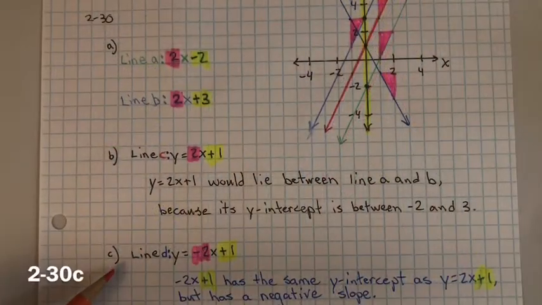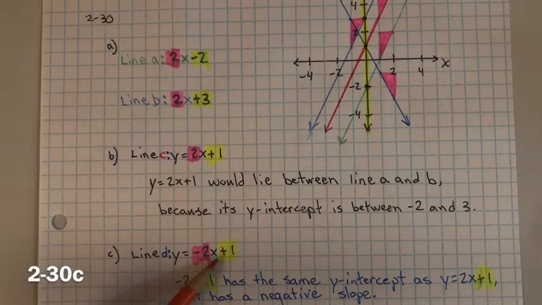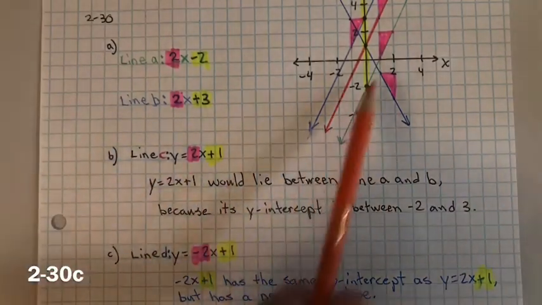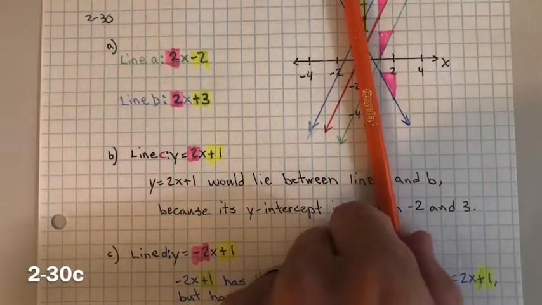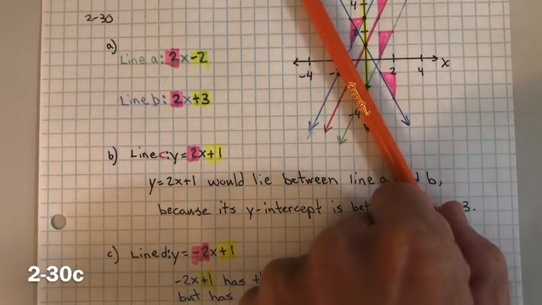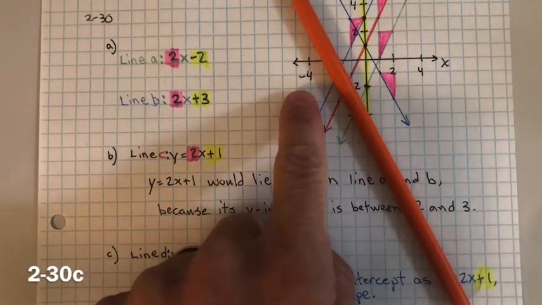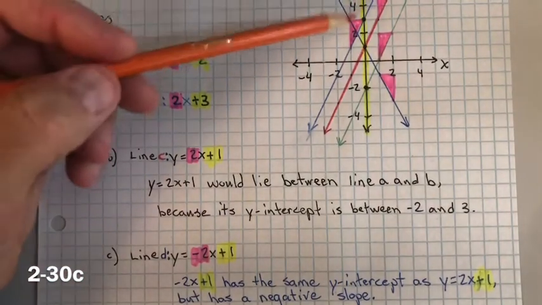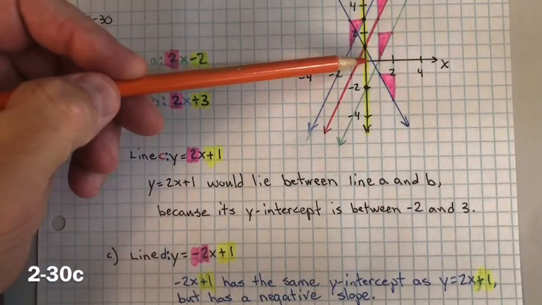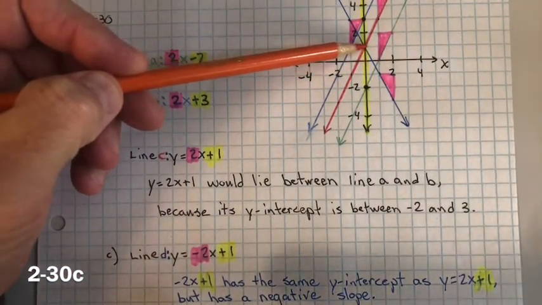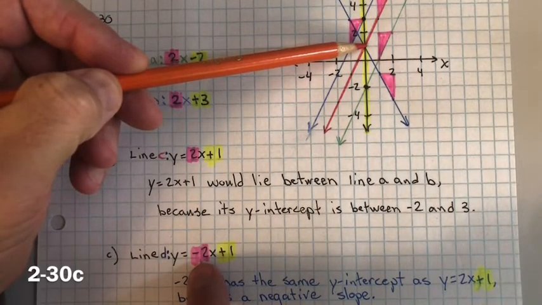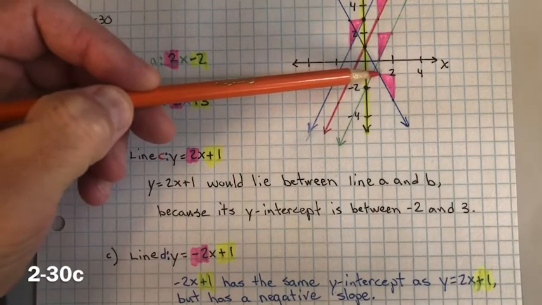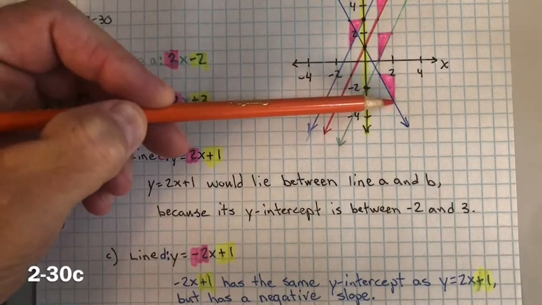For part C, where would line -2x plus 1 lie? Well, this has a negative slope, so we know it would be slanting to the left towards the negative x values. The y-intercept is at positive 1, so that's where I'm going to start. Here's the origin, and go to positive 1. And it has a negative slope. So -2, positive 1, -2, positive 1.